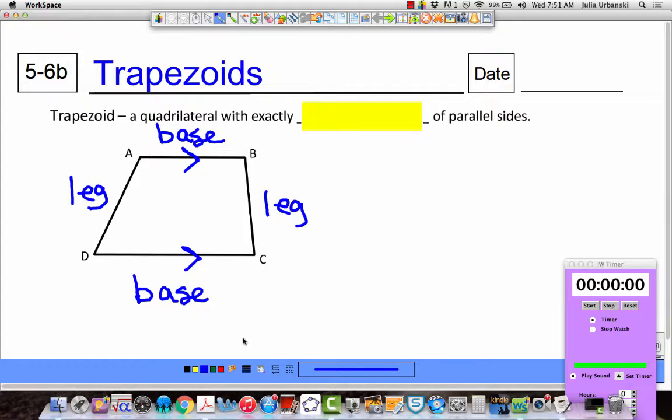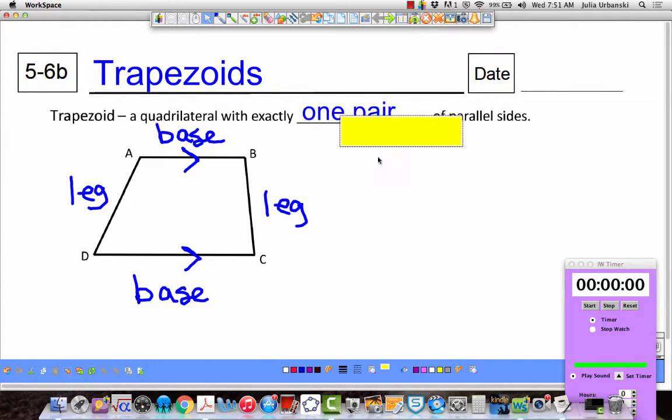Base angles are a pair of angles that touch the same base. So A and B are base angles. What's another pair of base angles? They touch the other base. D and C. Good. Sometimes those are congruent, sometimes they're not. It depends on the trapezoid. So a trapezoid is a quadrilateral with exactly one pair of parallel sides. If the other pair of sides were parallel, then it would be a parallelogram and not a trapezoid.